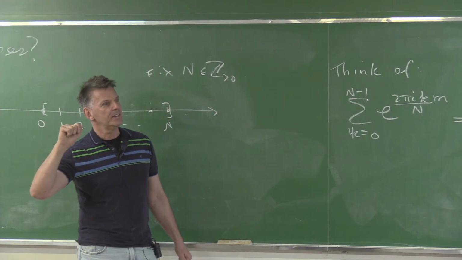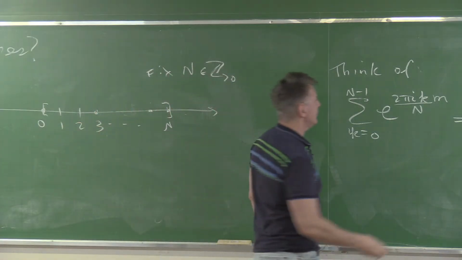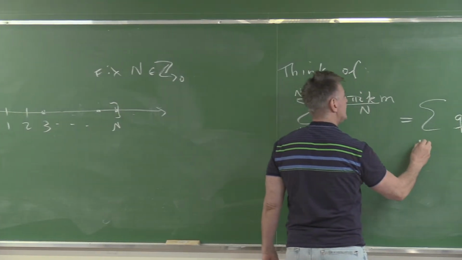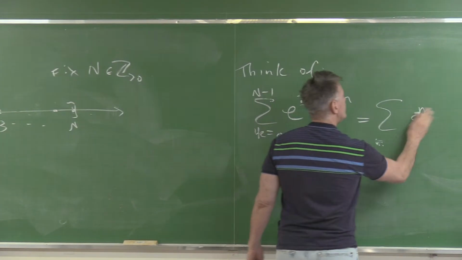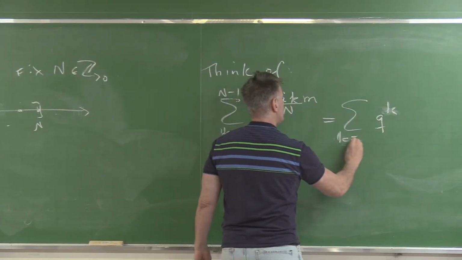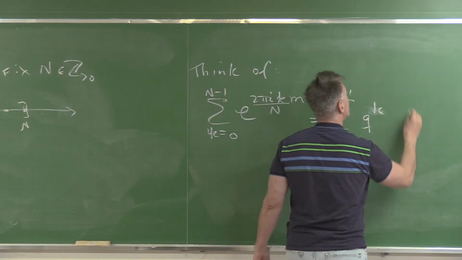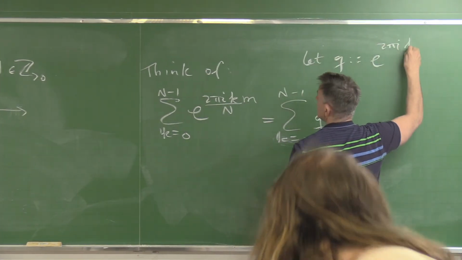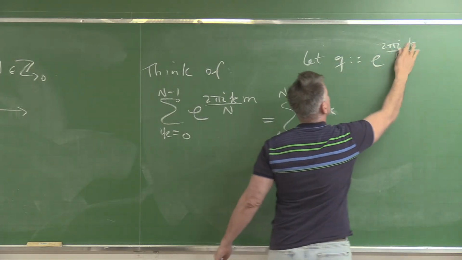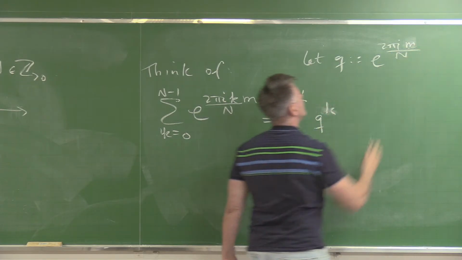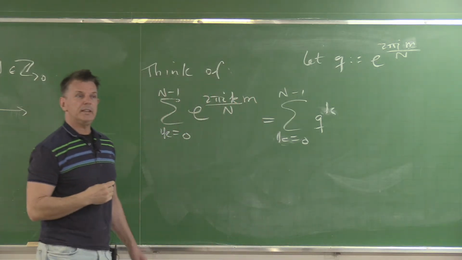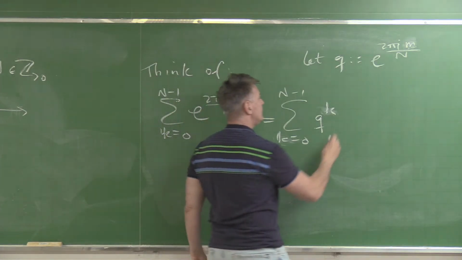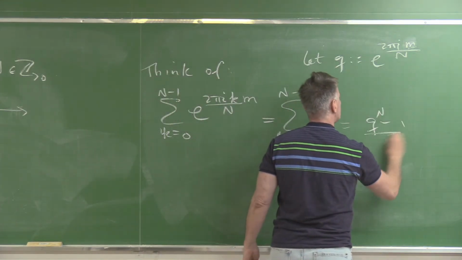This is just a geometric progression. Very good, geometric series, very good. So you might have the idea, well, I'll just think of q to the k, where k goes from 0 to n minus 1, and you fix q to be the complex exponential, and then you say, let's just sum this. Once you write it this way, it becomes very obvious that it's a geometric series, so it's q to the n minus 1 over q minus 1.